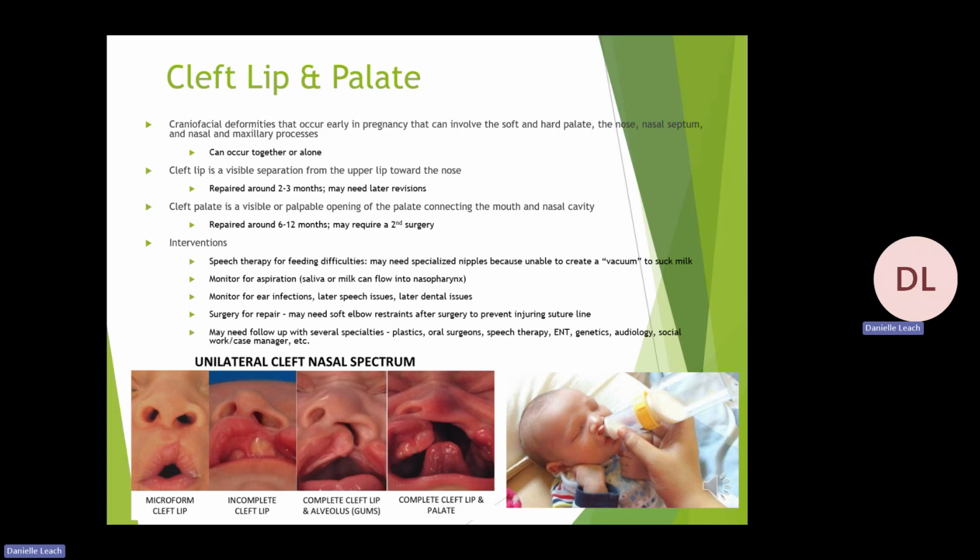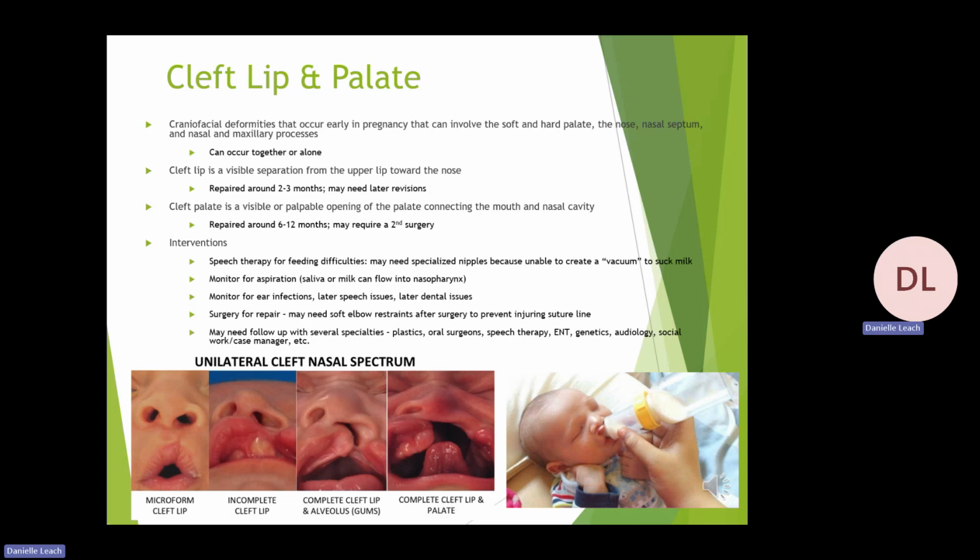So you may see babies that are older that haven't been repaired yet for whatever reason, but these are just the normal repair times. So, interventions. Until it does get repaired, the infant may need speech therapy for feeding difficulties, since if they have a cleft lip, the baby isn't going to be able to latch normally onto a breast or a bottle.